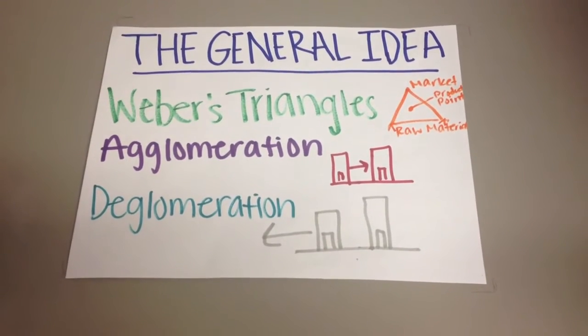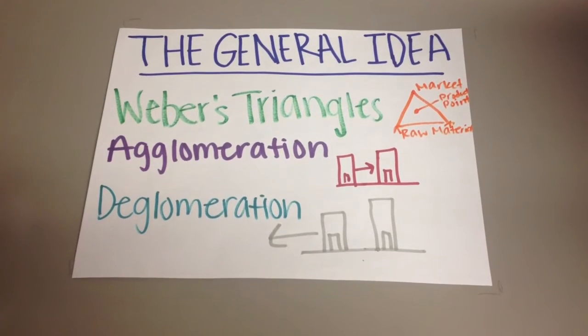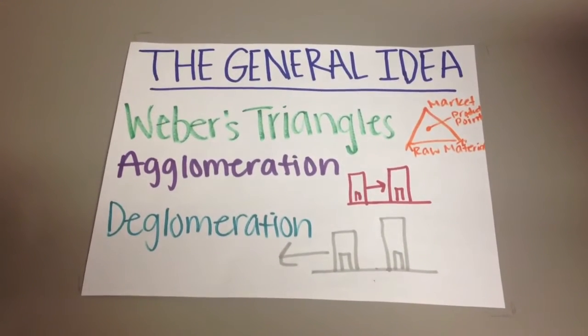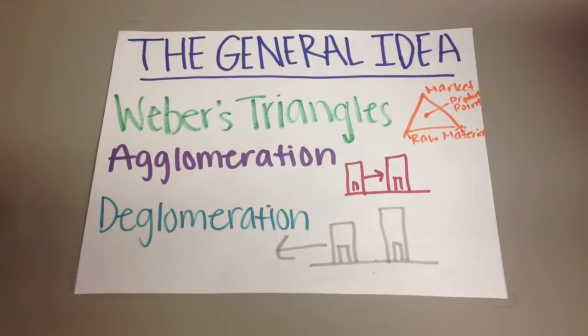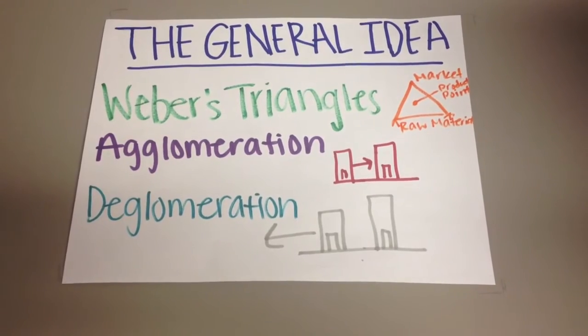An example of Weber's triangles and agglomeration / deglomeration in action is in restaurants. Restaurants that are clustered / agglomerate together get foods from the same suppliers, who use the triangles to determine production point. When all the restaurants move away, the suppliers will too.